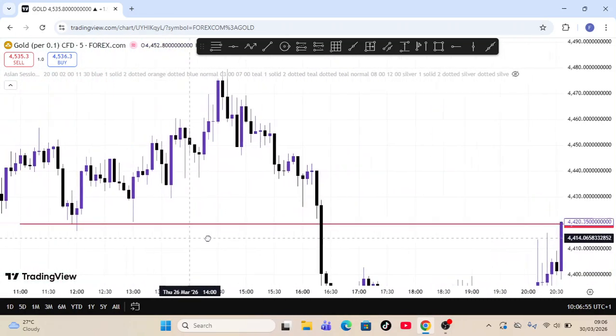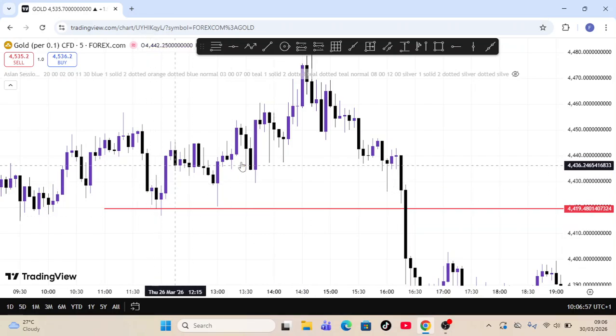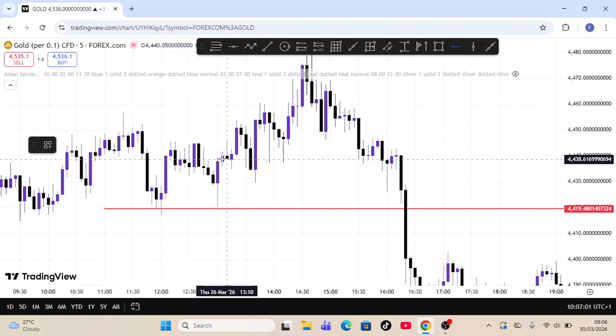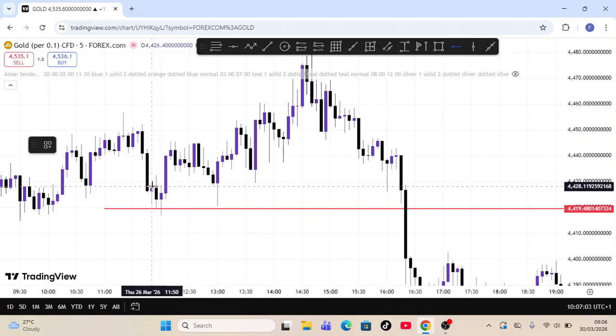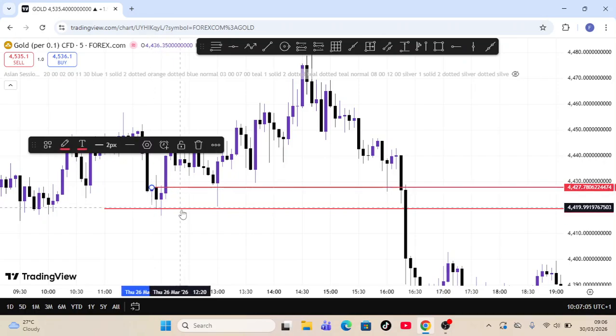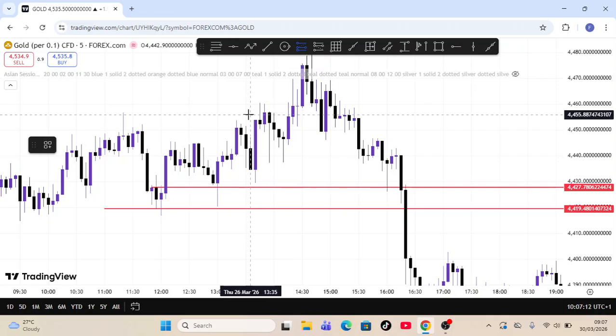And looking at this one, which high caused the sweep? You can see it's this high that caused the what? The sweep. After that, you set your what? Your limit order. You just set your limit order like this.